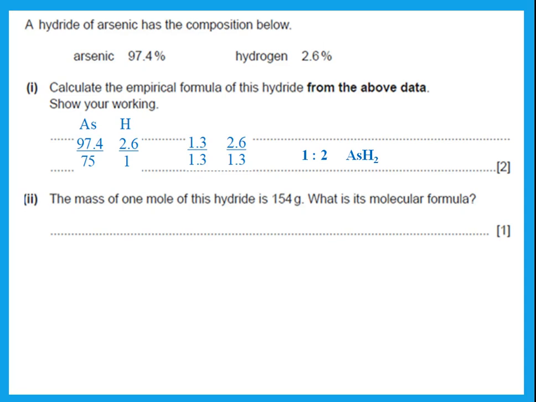And then he's saying the mass of 1 mole of this compound is 154 grams. What is the molecular formula? Remember that mass of 1 mole means molecular mass. He's saying the molecular mass should be 154. So I calculate the molecular mass of the empirical formula that I got. It comes out to be 77. Now the 154 has how many 77s? It's twice 77, and that means that my actual molecular formula is twice the empirical.